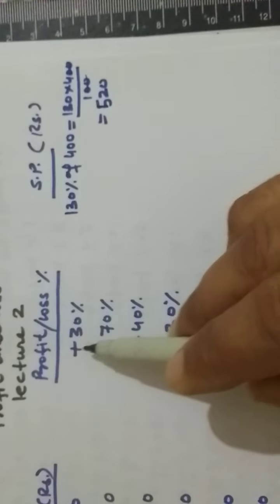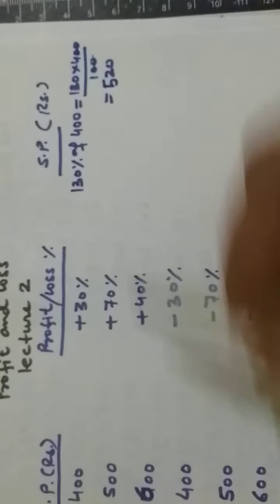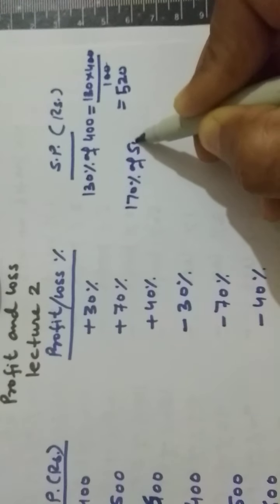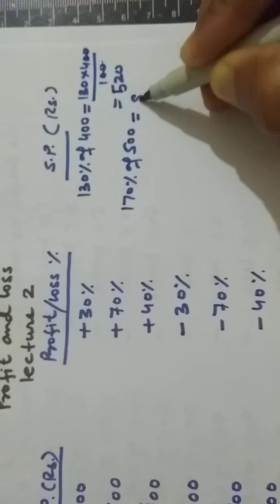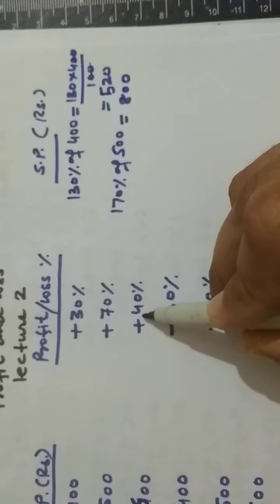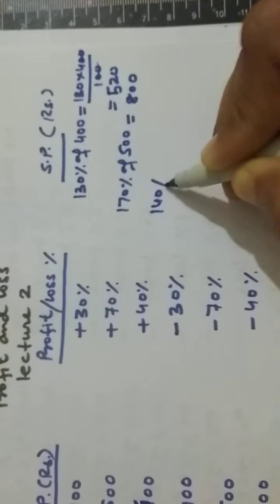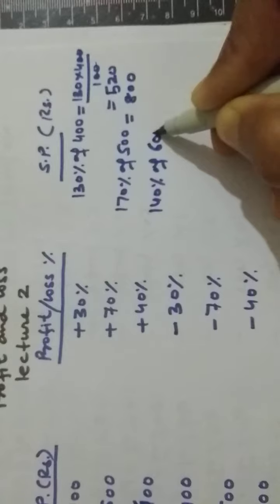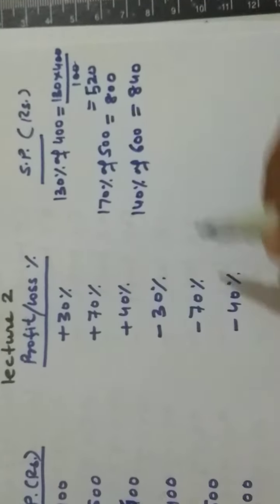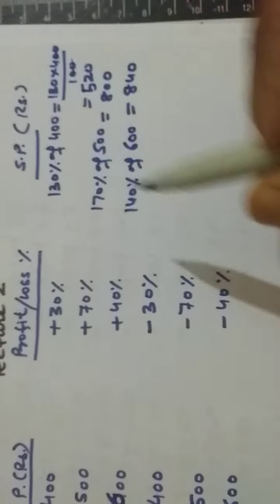In the second case we get a profit of 70%, 500 is the cost price, so selling price is 170% of 500, that is nothing but 850 rupees. You can calculate this. In the third example we get a profit of 40%, so selling price is 140% of cost price 600, so we get 840 rupees. Selling price is 840.